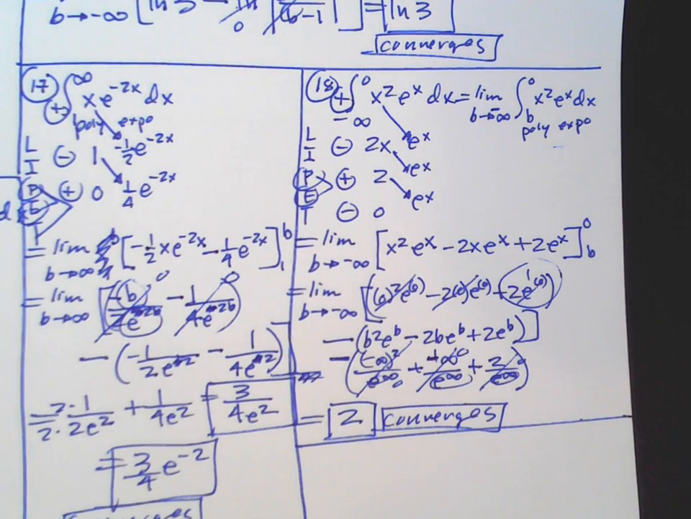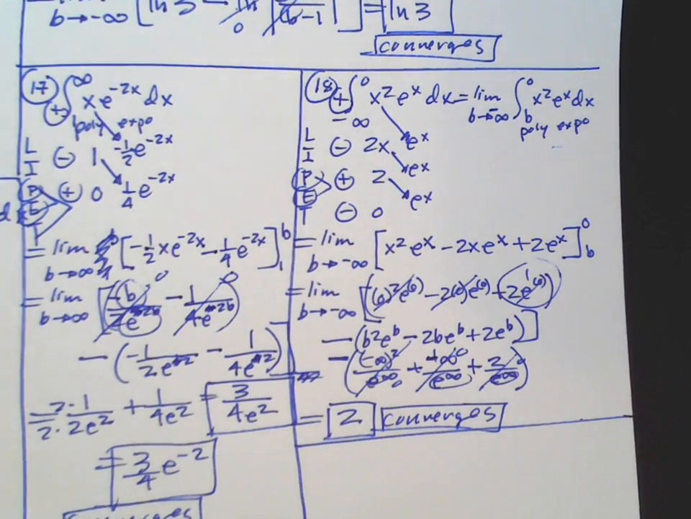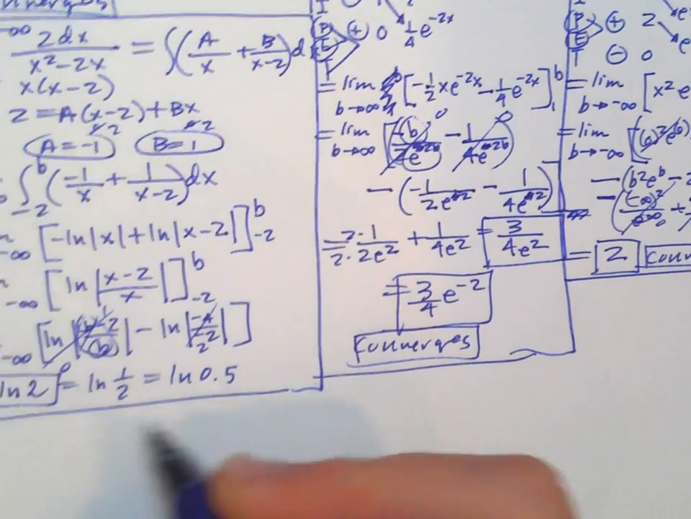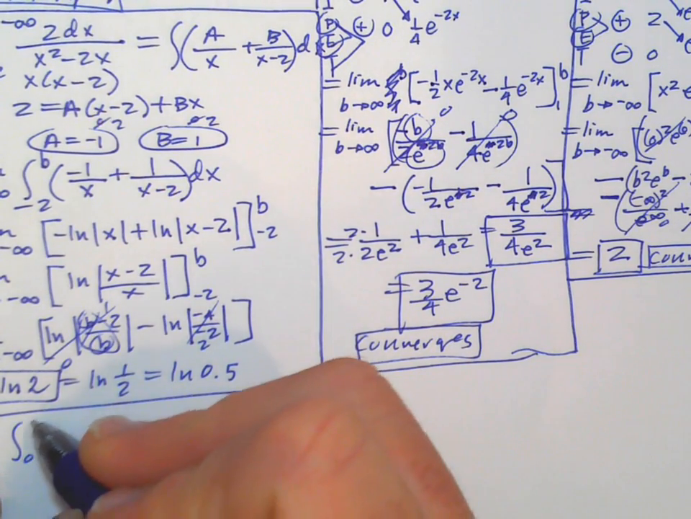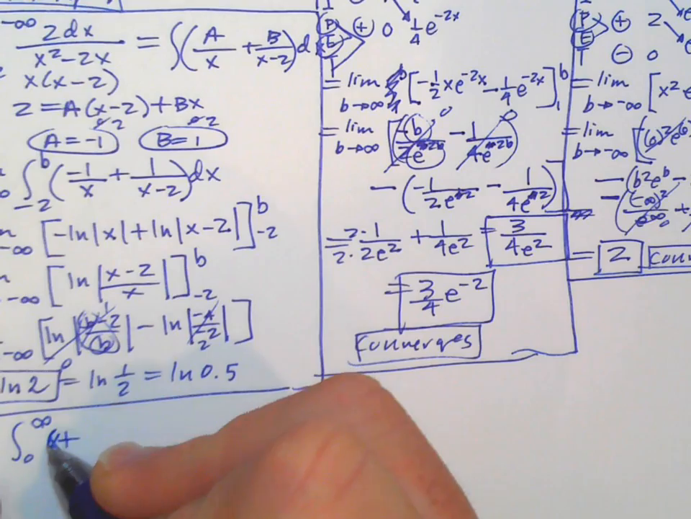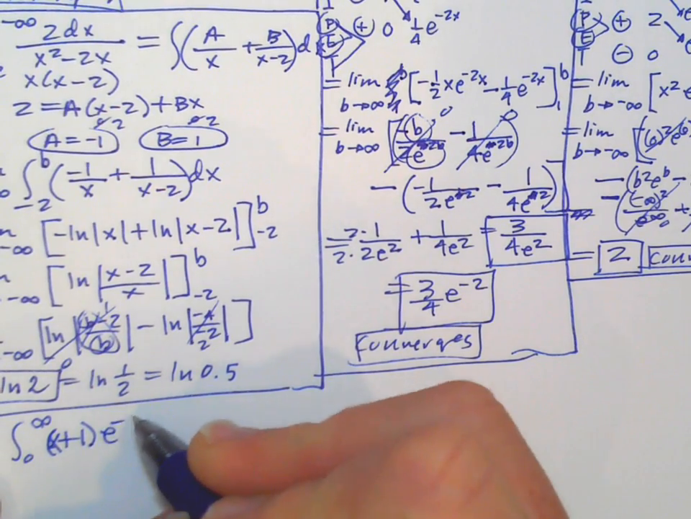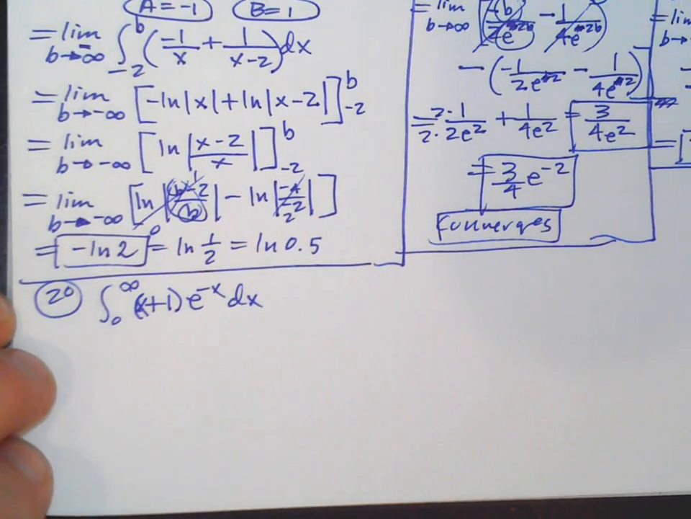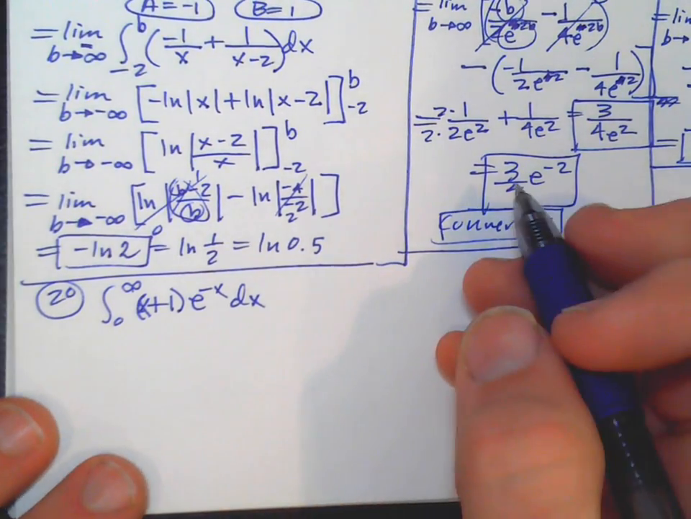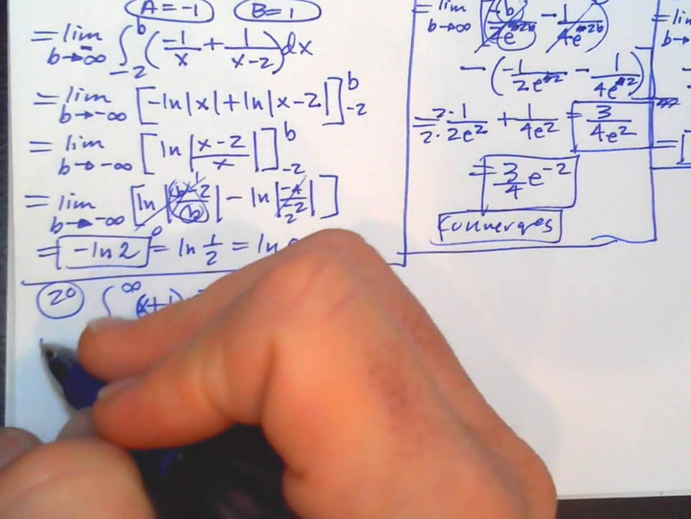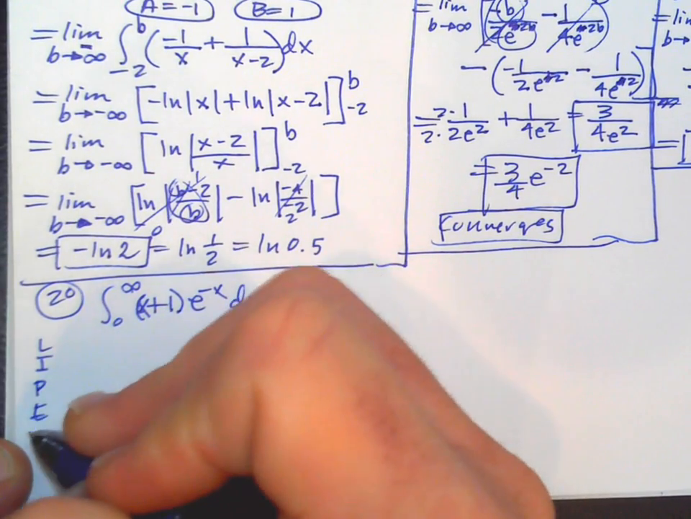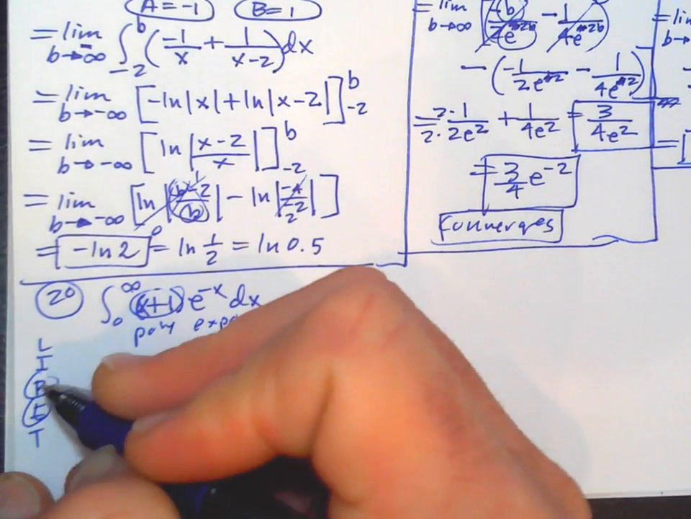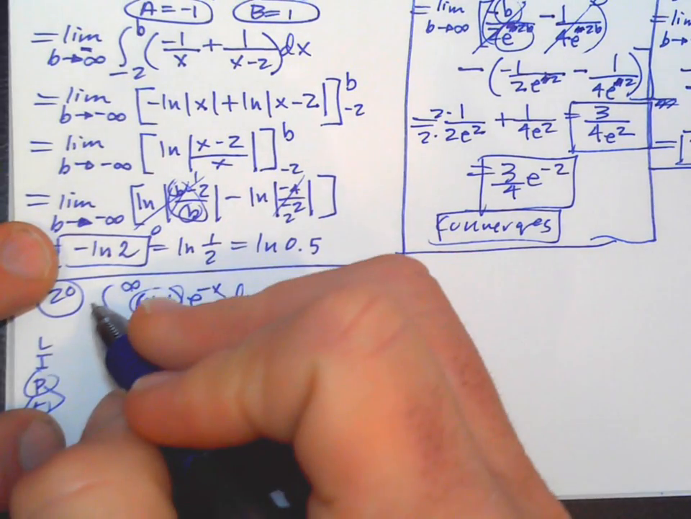So you're getting a lot of good practice with other stuff in this chapter. 20 is the integral from 0 to infinity of x plus 1 times e to the negative x. So of course we're going to rewrite it as a limit, but this is integration by parts also, limit. With poly, the whole thing's poly expo, shortcut. So we're going to repeatedly take the derivative of this one.